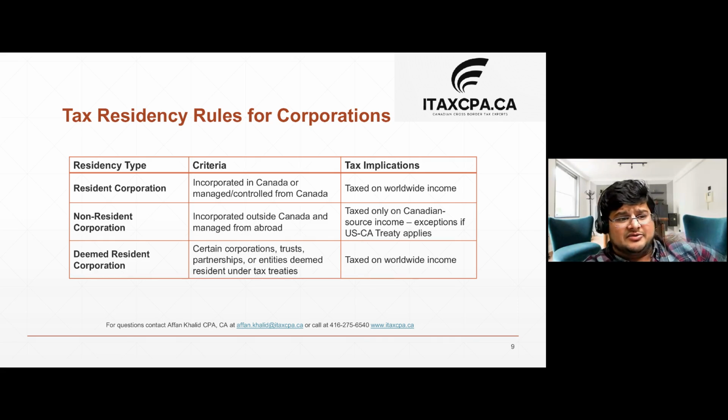And then deemed resident corporation, again, outside the scope of this webinar, but I just want to clarify, certain corporations, trusts, partnerships, and other entities can be deemed to be a resident of Canada under the tax treaty, or in absence of the tax treaty, in which case they may be taxed on worldwide income. Sort of a complex area, but if you have something, happy to help.